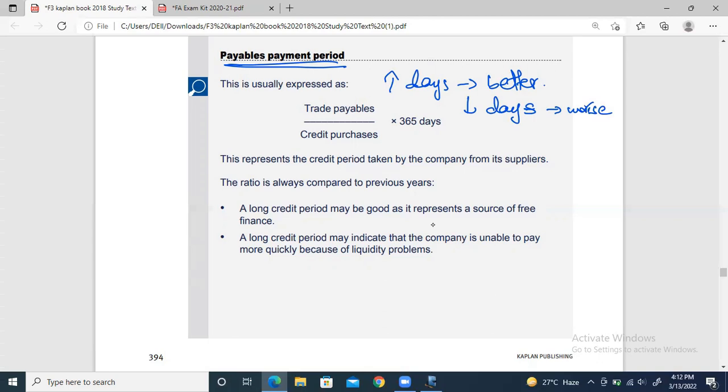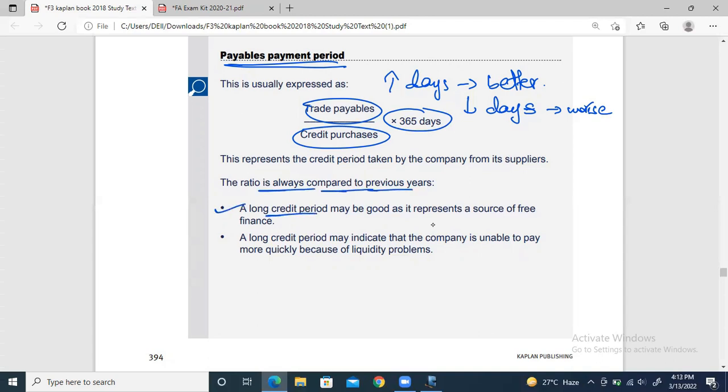Now the formula of this is trade payables divided by credit purchases. Again, the same thing: everything we are comparing is like amounts, right? So payables, we are dividing by the credit purchases. We don't have to include the cash purchases, only the credit purchases, and multiply it by 365 days, so that the answer comes in days, right? Now the ratio is always compared to previous years.